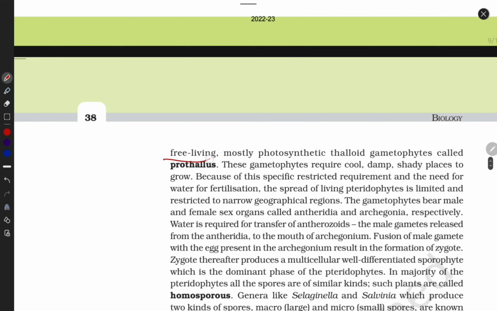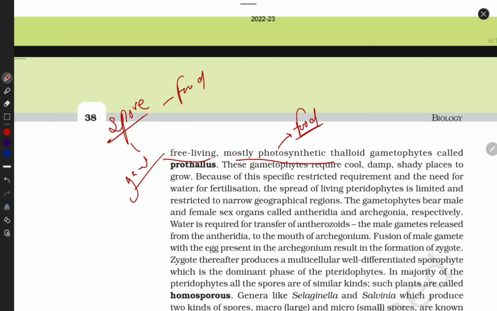Next, they are free living, mostly photosynthetic. Photosynthesis means they produce food. The sporophytic part usually produces food. But the gametophytic part is usually found in shady zones, so it doesn't participate in photosynthesis.